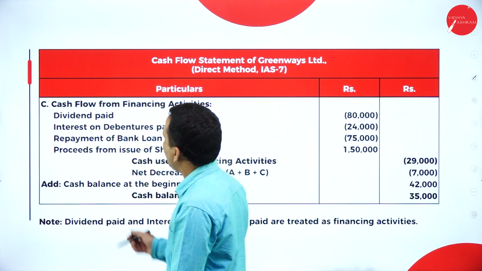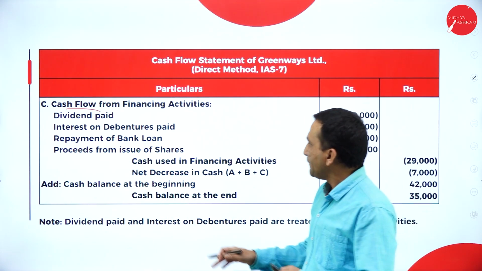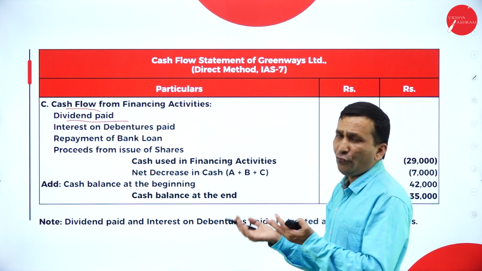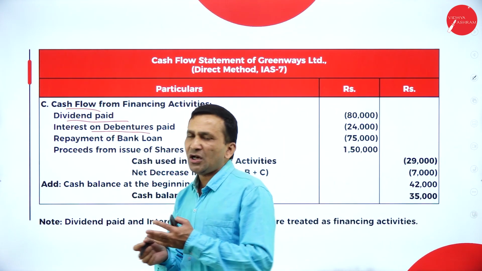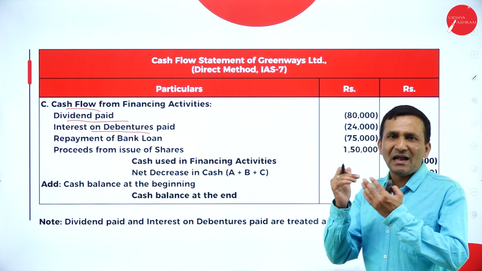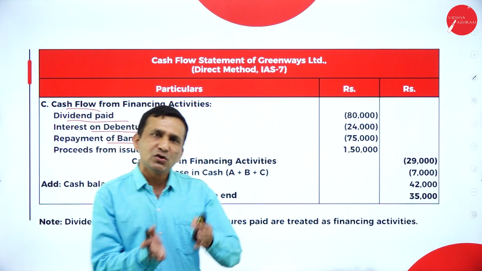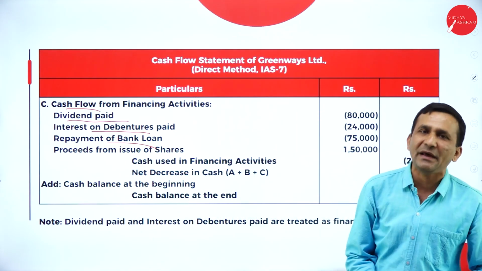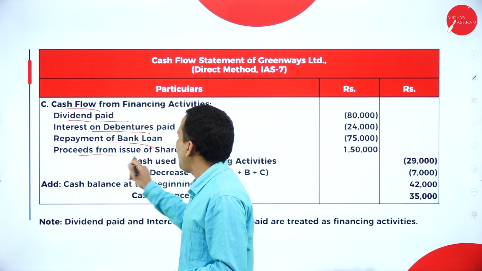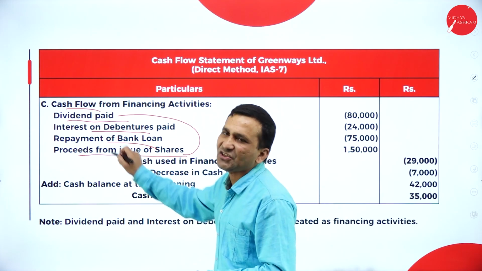Moving to the financial activity, again we identify. Dividend paid is money going out, which is a negative outflow. And the interest on debenture paid, which is specified, is money going out. And the repayment of bank loan, you already borrowed a loan which is there in your business, and you have to repay it, so that is also a negative outflow. And the last one, proceeds from issue of shares, because of shares only we are paying the dividend, there is a relation.